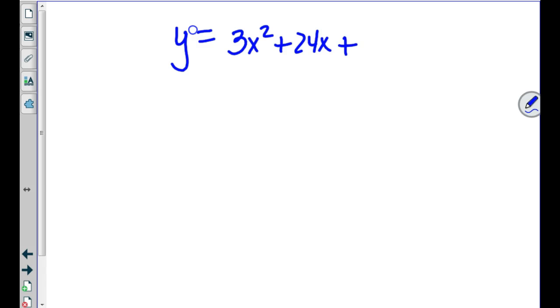All right, I'm going to make up an example that's not going to work out well. I just about promised, okay? y equals 3x squared plus 24x plus, I have no idea. I'm going to make up a number here and then I'm going to end up changing it later because it's not going to work out well. So I'm going to put a number back there. Okay, now what?